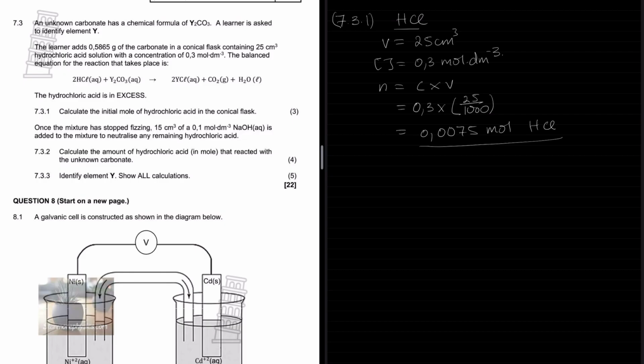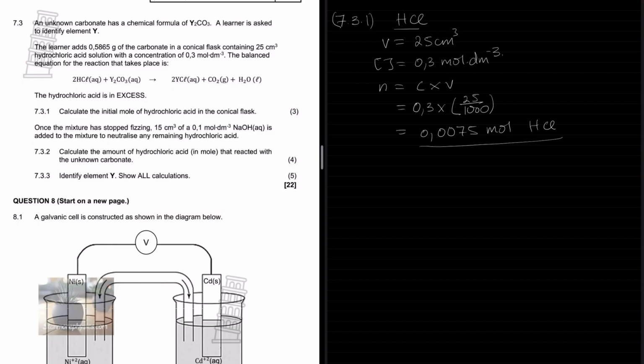Now we're moving on. It says once the mixture has stopped fizzing, 15 cm cubed of a 0.1 moles per dm cubed NaOH aqueous is added to the mixture to neutralize any remaining hydrochloric acid. Calculate the amount of hydrochloric acid in moles that reacted with the unknown carbonate.